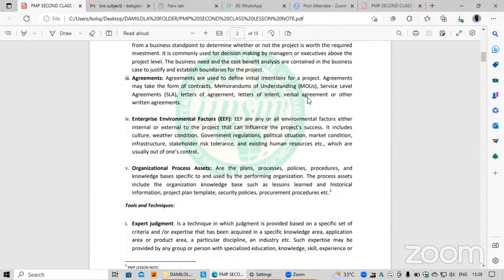So these are some of the inputs, tools and techniques that can help develop a project charter, and once these tools are adequately worked with, the output is the project charter. So from time to time, we'll be talking about input, output, and tools and techniques as regards each logical process under each knowledge area.